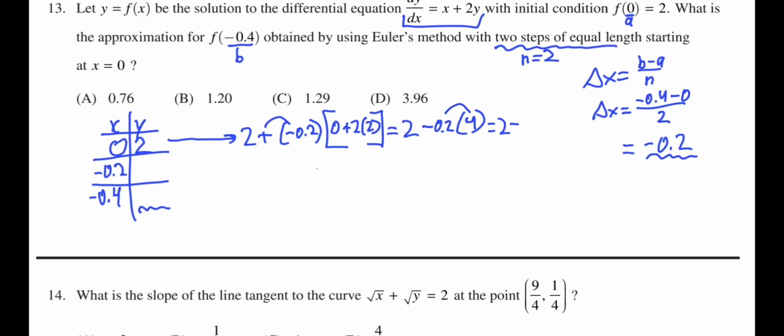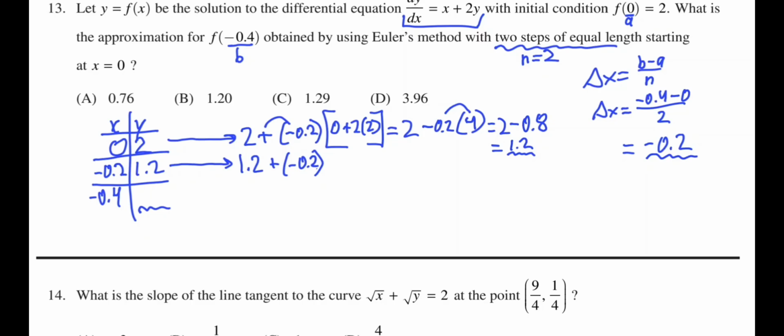That would be a 0.8. So 2 minus 0.8 gives us a 1.2. All right, so then the next y value would be a 1.2. And now the same process we would do to get the next y value. So take the previous y value of 1.2. Then let's add to that the delta x, which is a negative 0.2.